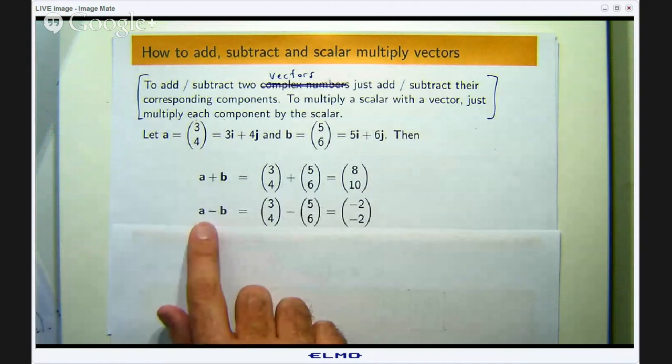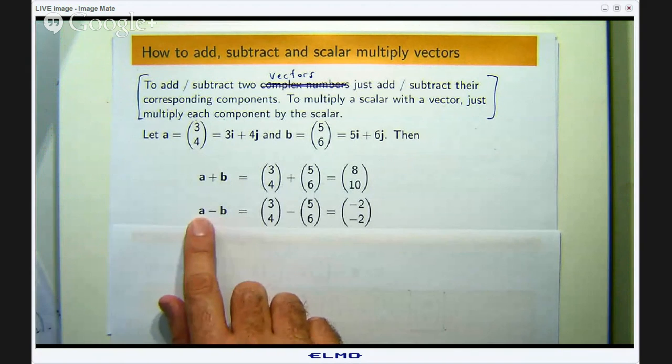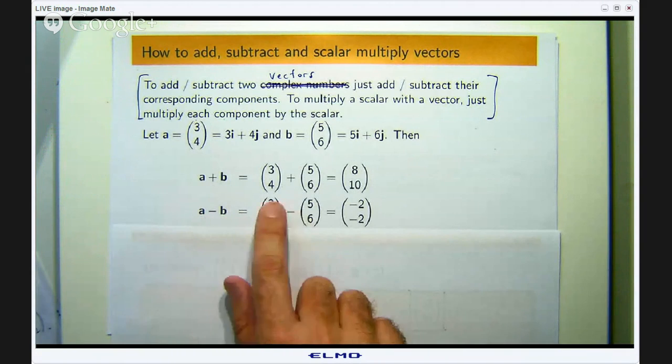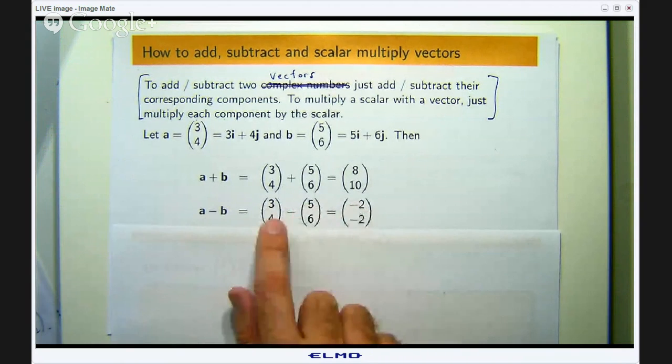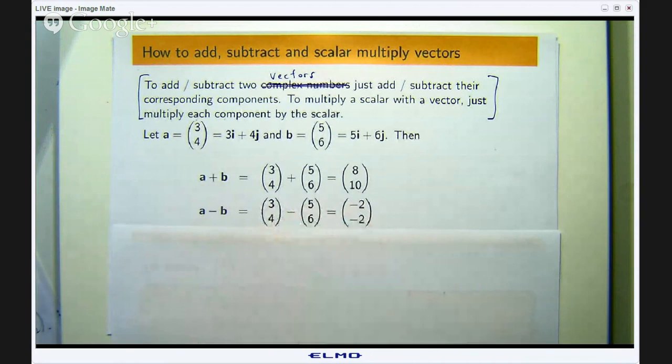If you wanted to subtract, A minus B, you subtract again the corresponding components. 3 minus 5 is negative 2. 4 minus 6 is negative 2.